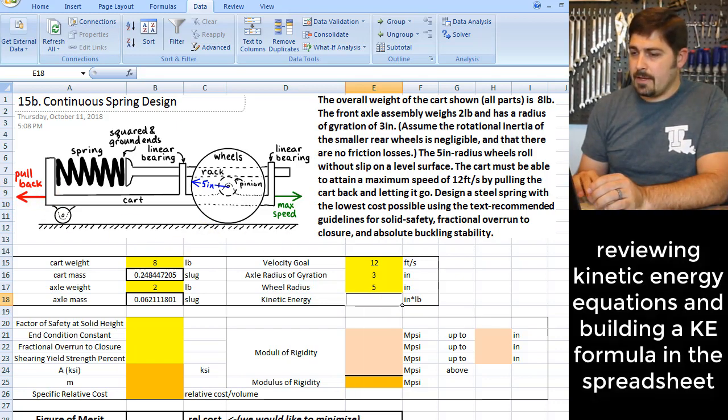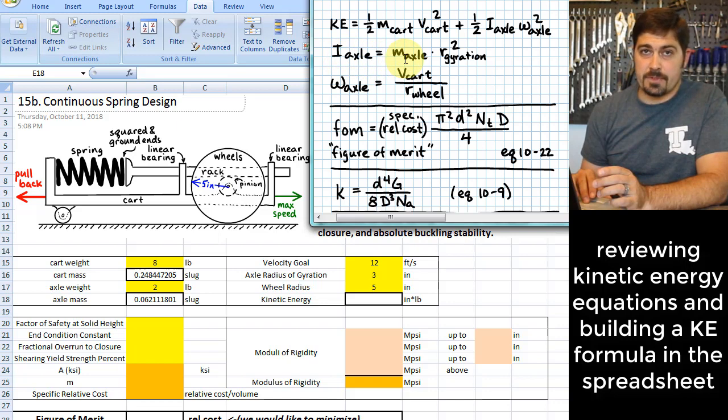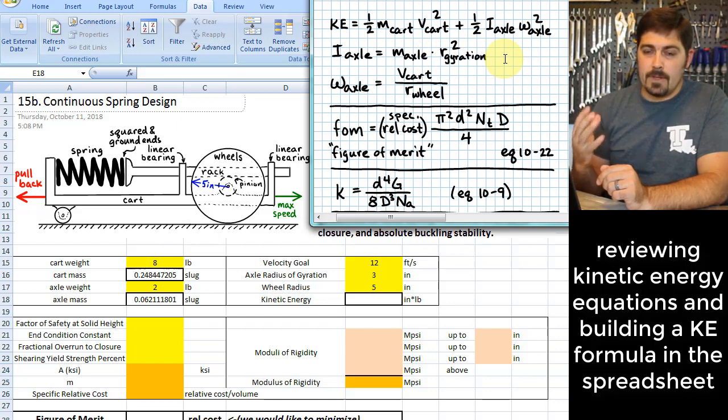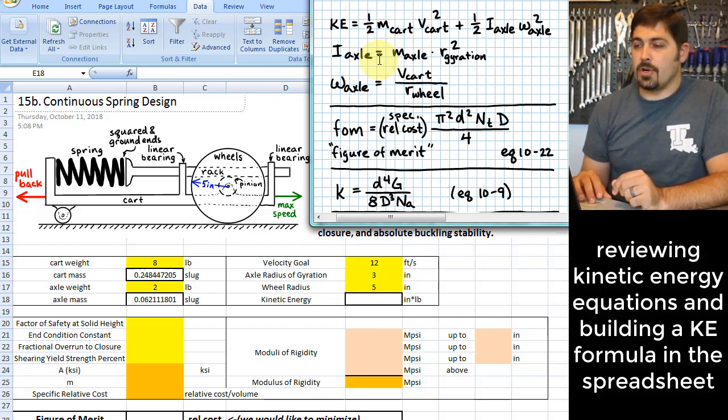In order to do that, I actually have over here some notes that I took. The total kinetic energy is going to be equal to 1/2 of the mass of the cart times the velocity of the cart squared, plus 1/2 of the mass moment of inertia of the axle assembly times the rotational velocity of that axle squared. And the mass moment of inertia for that axle is just the mass of the axle times the radius of gyration squared. That's a common way of expressing another piece of information so that you can find this mass moment of inertia.